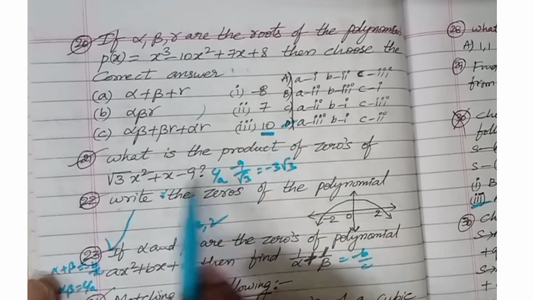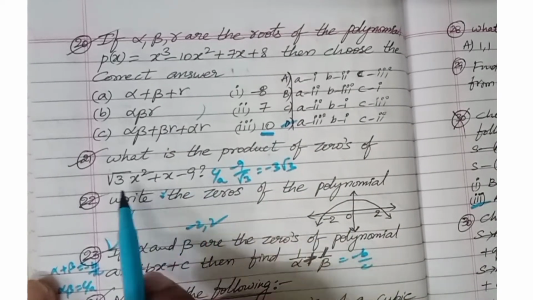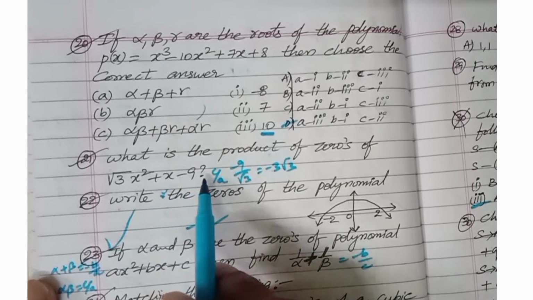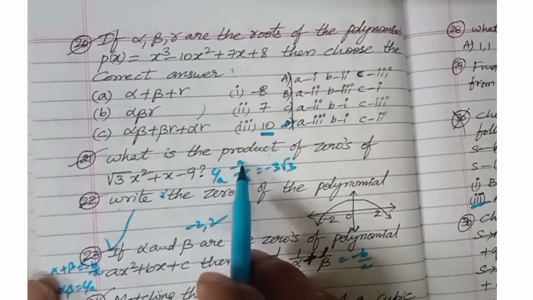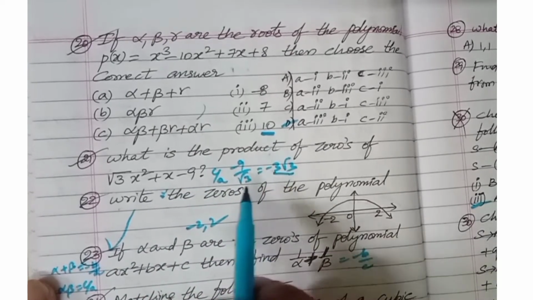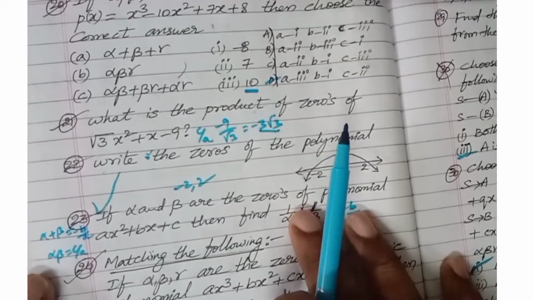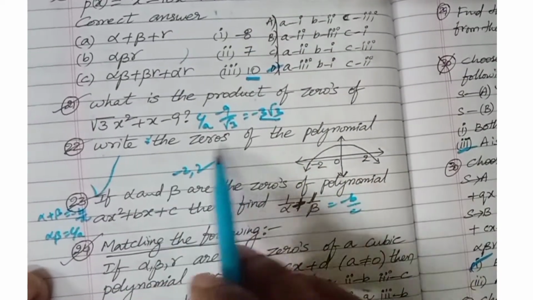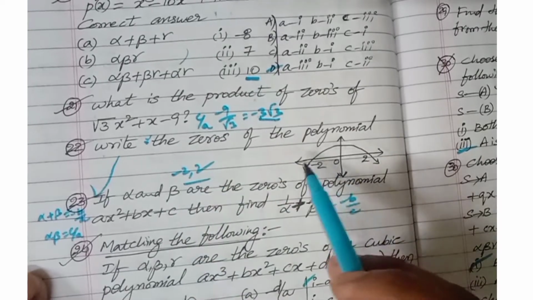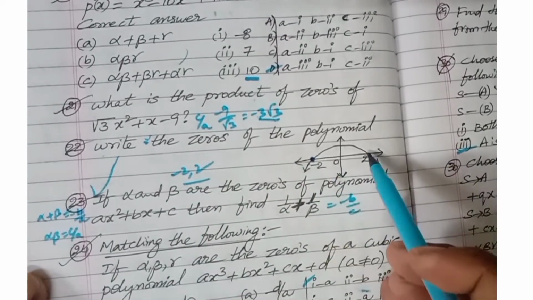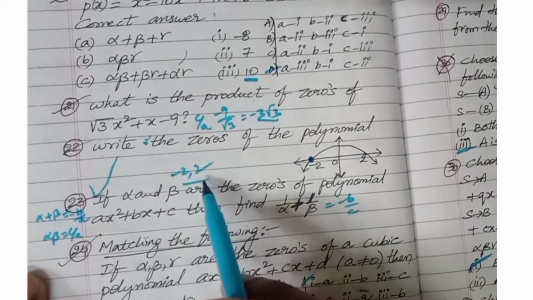What is the product of the zeros? Product of the zeros of root 3 x square plus x plus 9 is c by a. Product of the roots is 9 by root 3, here you will get minus 3 root 3. Write the zeros of the polynomial. Here you will get touching at 2 points, minus 2 and 2. So the zeros are minus 2 and 2.